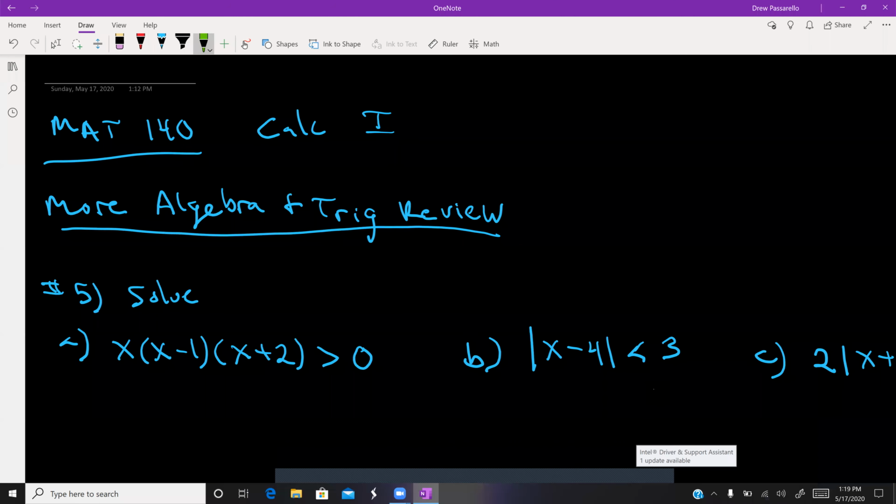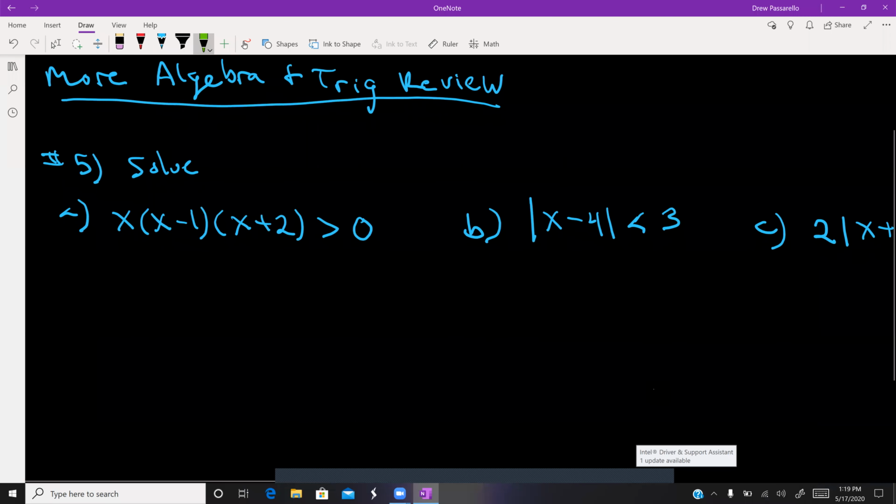All right, so this is the more algebra and trig review problems for Calculus 1. I'm just starting off, so I'm starting where we left off. And this is problem number 5, and these deal with inequalities. Part A says, so we're going to solve for x. And for an inequality, you're going to have multiple solutions. It's not just going to be one particular value. And for these, we're going to express the answer as an interval.